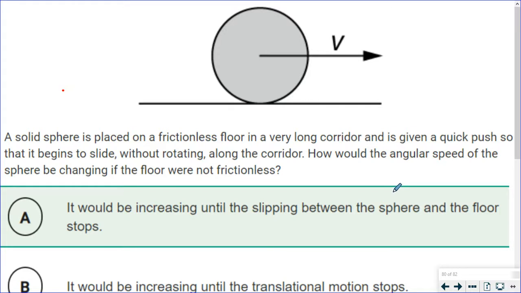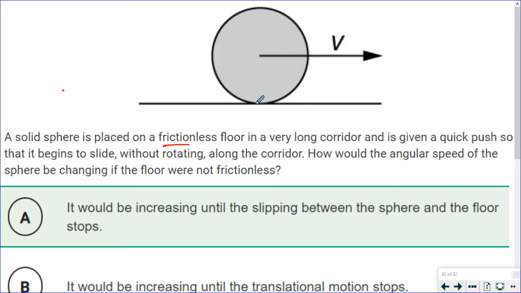corridor. It's given a quick push so that it begins to slide without rotating along the corridor. It's on a frictionless floor. And then it says, how would the angular speed of the sphere be changing if the floor were not frictionless? If it were not frictionless, that initial push would give it too high of a velocity for it to be rotating without slipping. So it'd continue to slip for a little while.